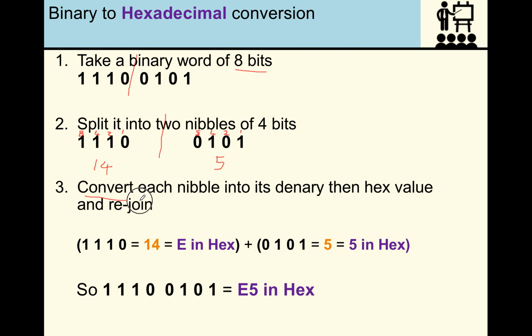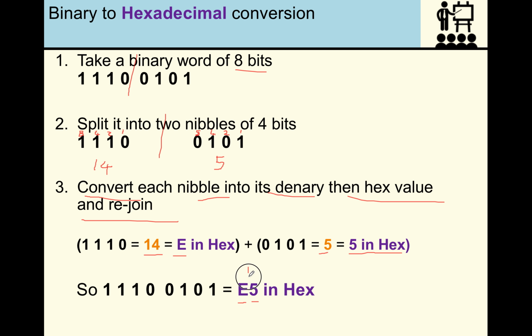So when I convert each nibble into its denary and then hex, I just rejoin them. So 1110 was 14, which is E in hex, and 0101 is 5, which is 5 in hex. And when I join the two back together, it gives me 1110 0101, which is E5 in hexadecimal.